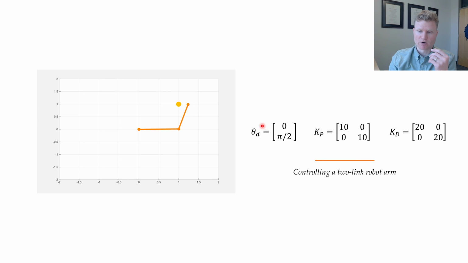Again, you can pick that to be whatever you like. This is just the desired position I want my robot to reach. And then here are my gain matrices. Again, I can tune these. I just want to make sure they're symmetric and positive definite matrices, and that's what I have right here.